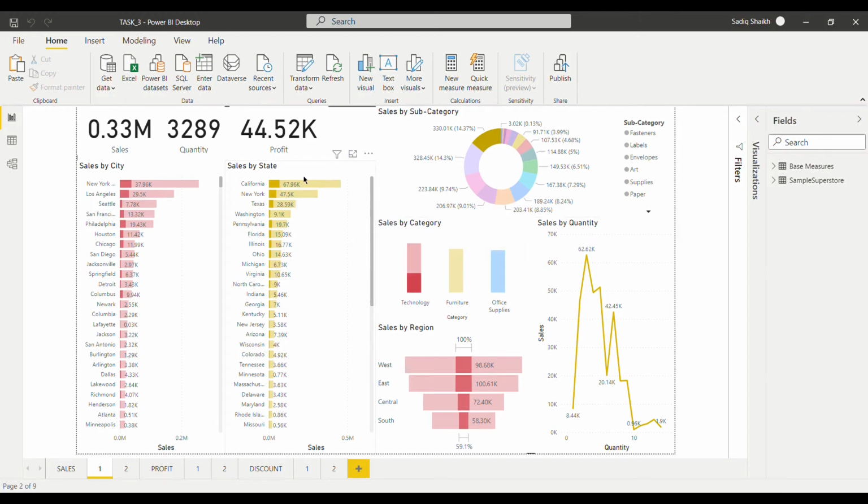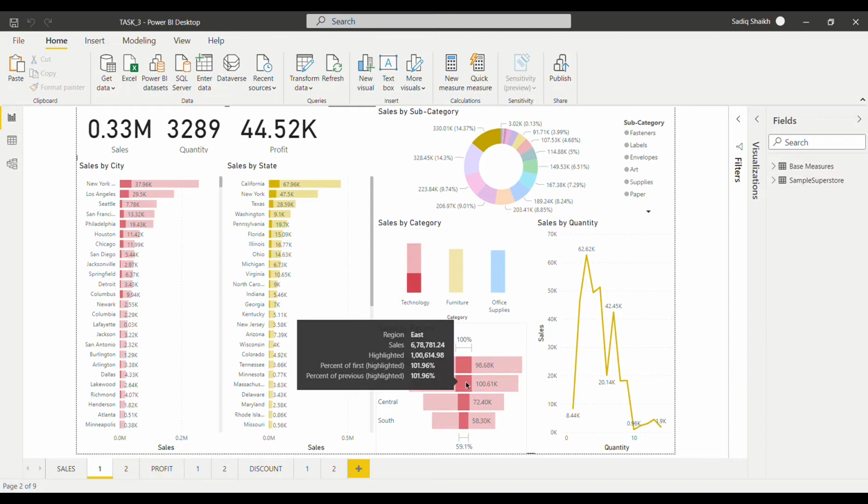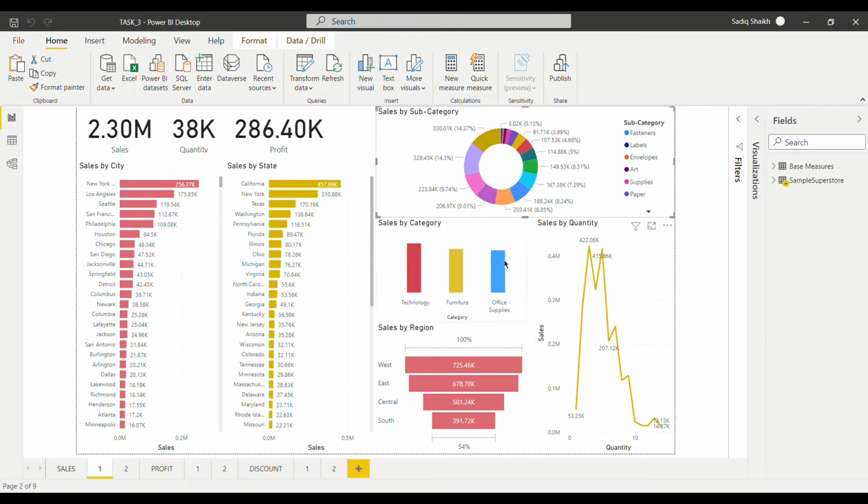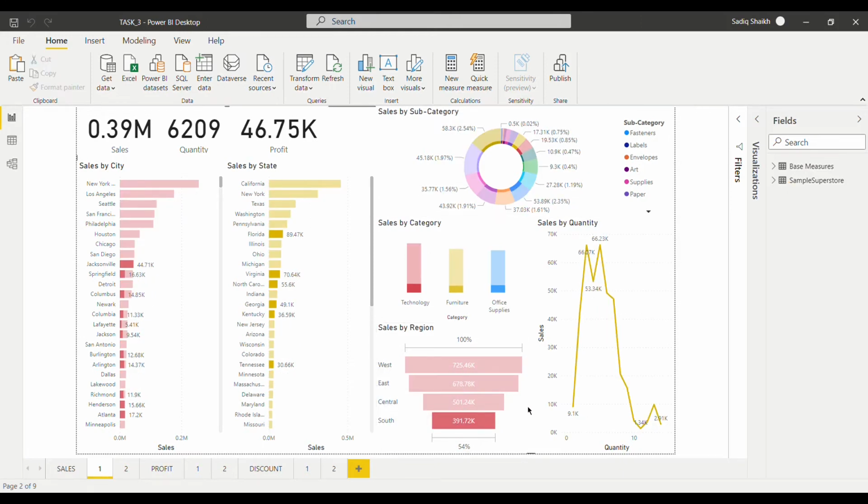So we can also get the values. It's 67.96k, and mostly it's the eastern part that has the highest number of sales, we can see. And this is all about that particular subsection of the sales. If I uncheck this again, okay, now if we look at sales by region, the West has the highest number of sales, then the Central and the South. The South is lacking in sales, so the business needs to focus on the South.